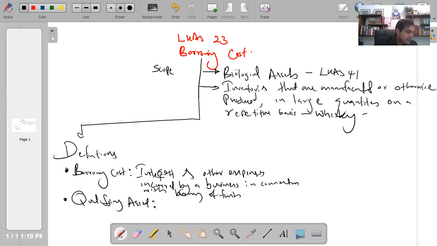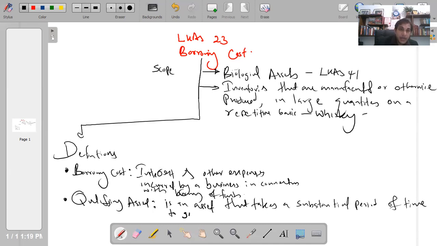A qualifying asset is an asset that takes a substantial period of time to get ready for its intended use or sale.